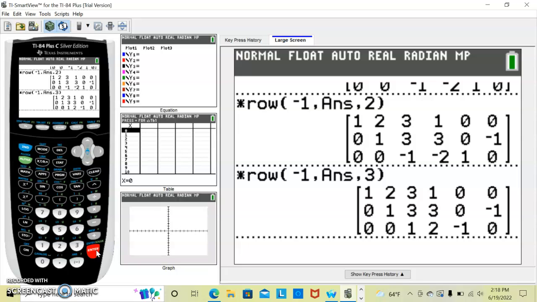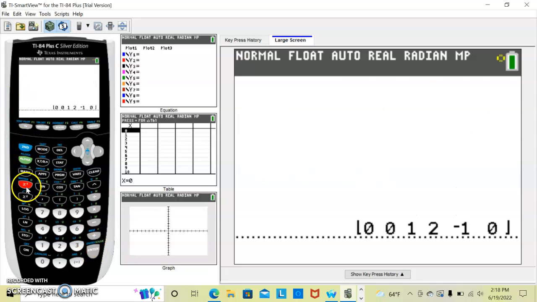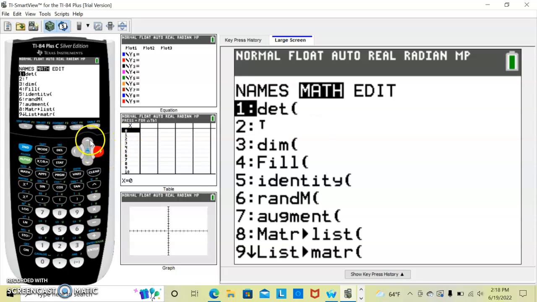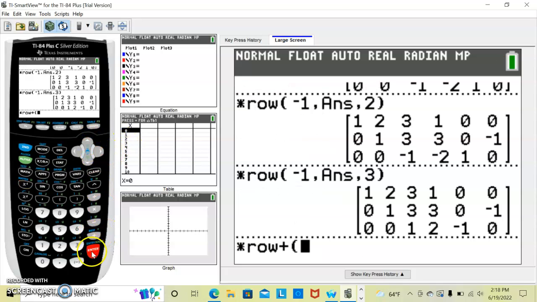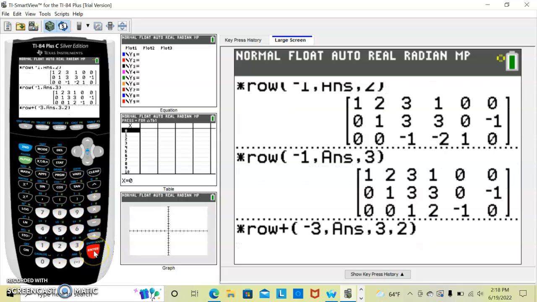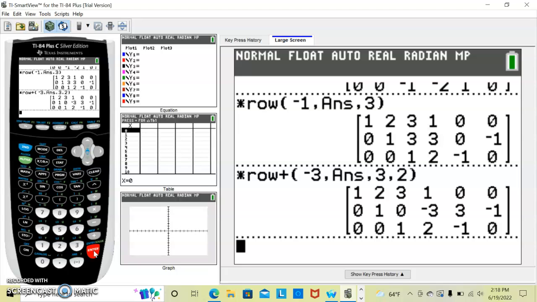Next up, I'm going to add -3 times row 3 to row 2. So I'm going to do that times row plus command again. So I've got to go in and find it. So I'm going to multiply -3 by the last matrix, -3 times row 3, and then add it to row 2. Okay, so now it's looking good.